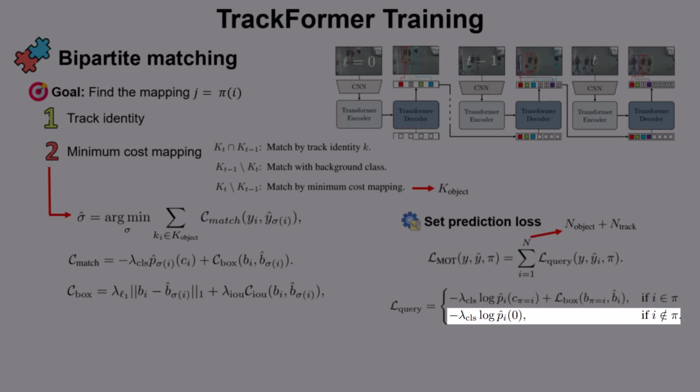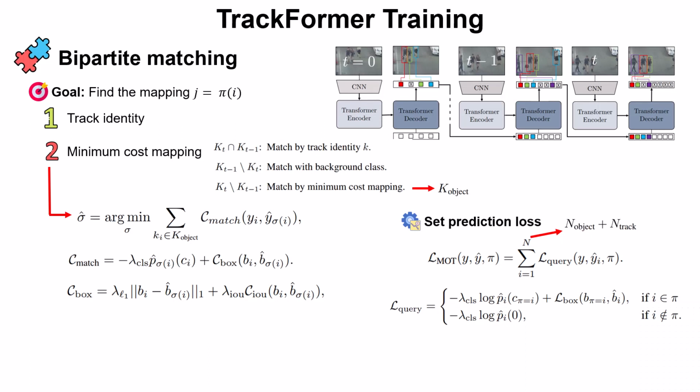But for the cases where i does not exist in this mapping pi, that means that bipartite matching didn't find anything for that. And that basically means that that's the background. And we just apply this term, which says the 0 class, which is the background, should have the highest probability for that token. And yeah, that's the whole thing you should know about the loss function.